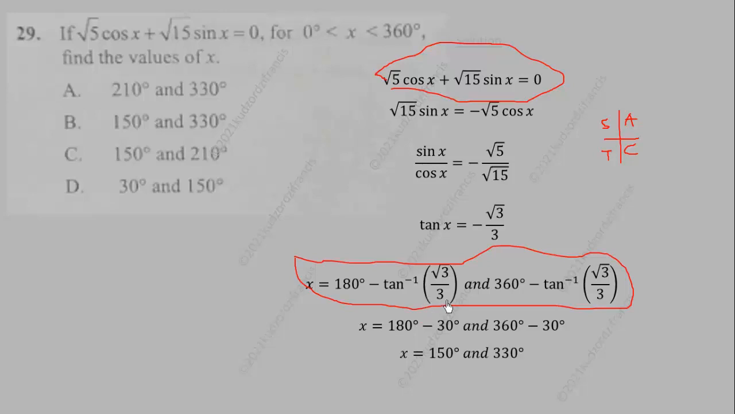So that will give us tan inverse of root 3 over 3 is 30 degrees. So 360 minus 30 will give you 330. 180 minus 30 will give you 150. So this is the correct answer.